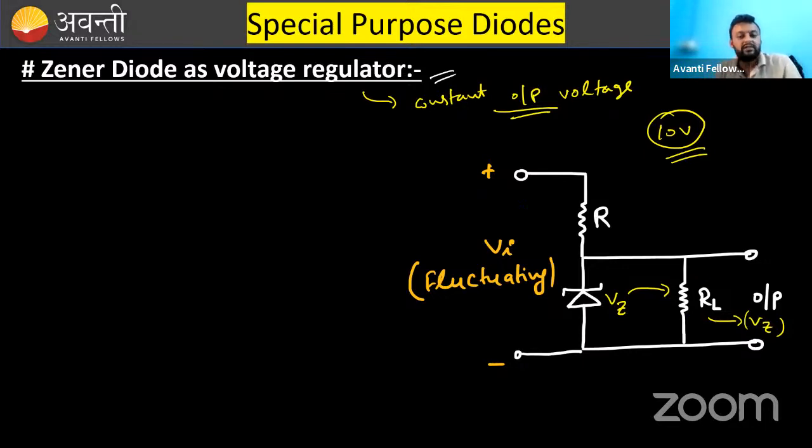Okay. So where do the fluctuations go? If our input voltage is increasing, where does that fluctuation go? This fluctuation is tolerated by this series resistor. This is called the series resistor. And this fluctuation is tolerated by this series resistor.